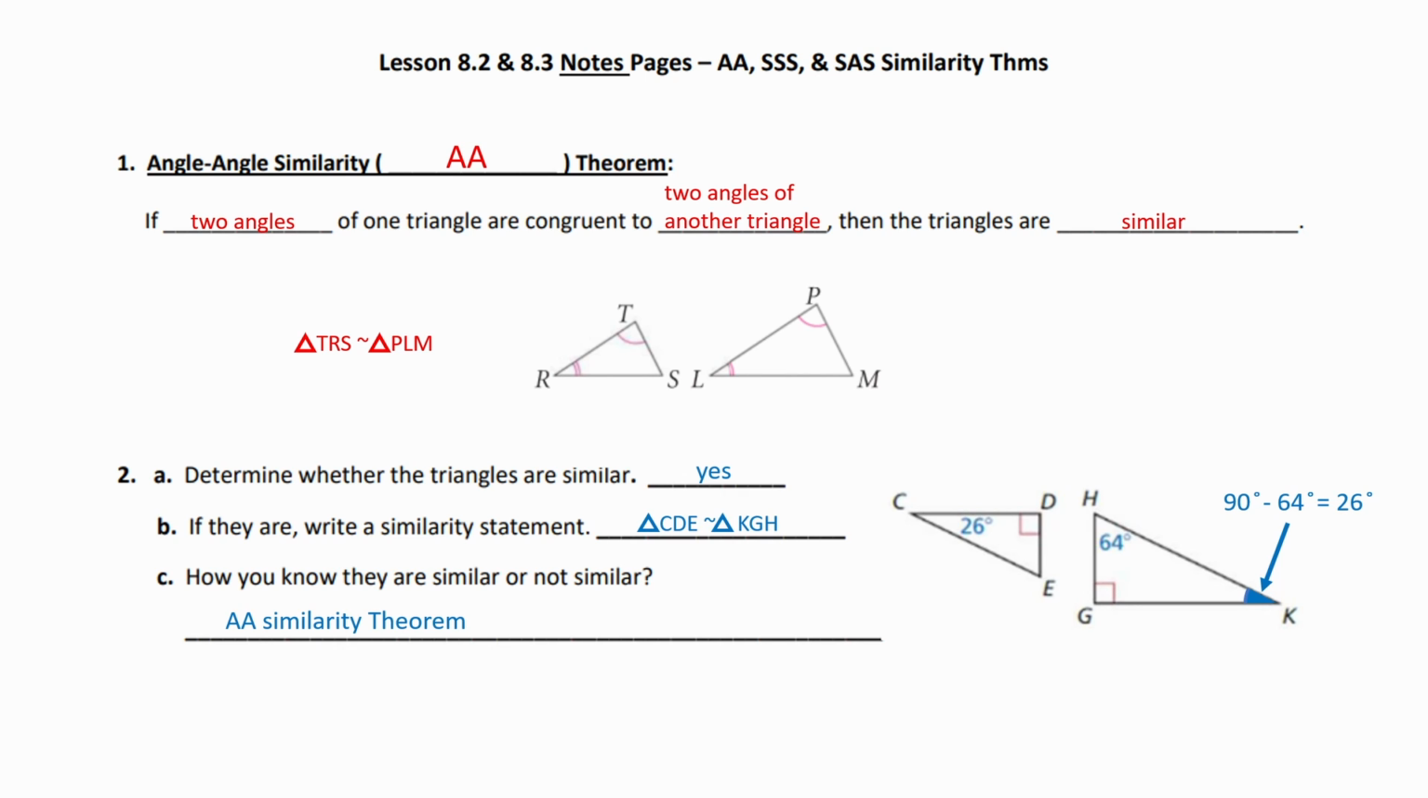You could also use some different orders, so you could say DCE, and that would correspond with GKH. There are a few different ways you could rearrange those, but they need to match and be lined up in the same positions like mine are. And how do we know they're similar? Well, the angle-angle similarity theorem. We have two pairs of angles. In fact, we could argue that all three sets of angles are congruent to each other.